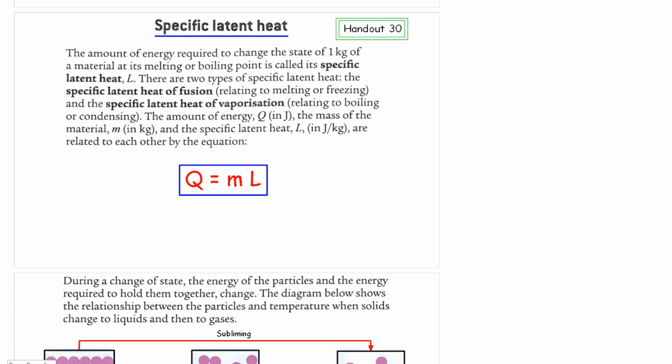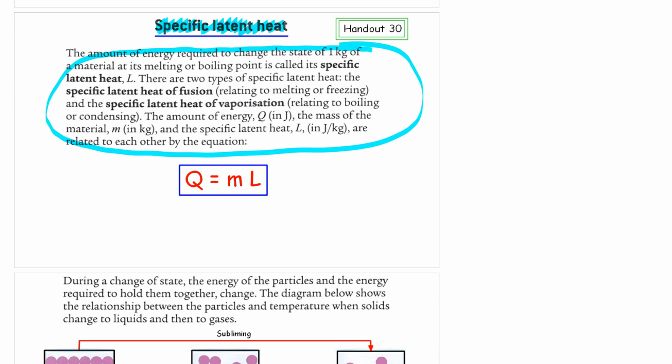Okay, 10 triple, this is the second lesson for today. We're going to be looking at something called specific latent heat. Have a read through this. It might not make any sense. Don't worry about it. Right? Just have a read through it. We've got the specific latent heat of fusion. That relates to melting or freezing. And then the specific latent heat of vaporization, when we boil or condense something. Okay? Don't worry about it at the moment.